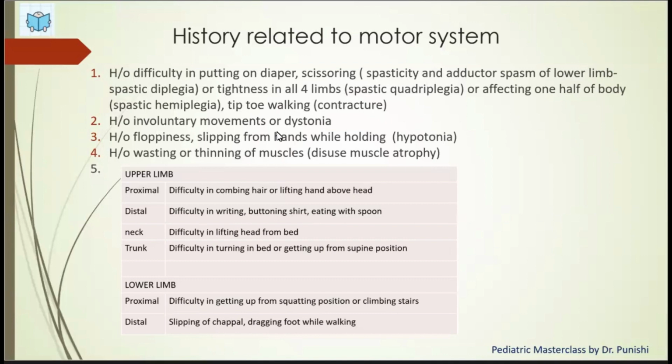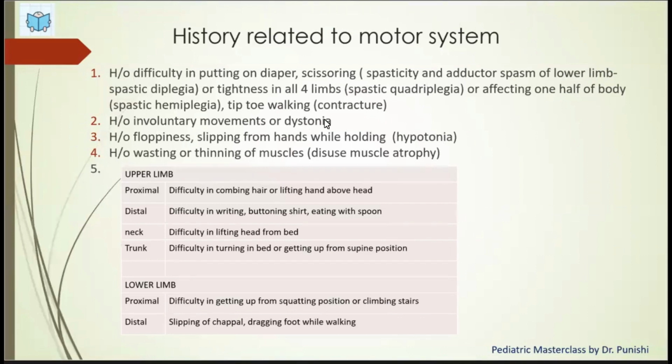History of involuntary movements or dystonias. So what do you mean by dystonia? Dystonia basically is sudden stiffness of the limbs when you're trying to handle the child. Okay, and the child goes into opisthotonus. Involuntary movements again point towards affection of the basal ganglion. So when you have a dystonic CP, affection of the basal ganglion, putamen, all of those structures, you can have involuntary movement.